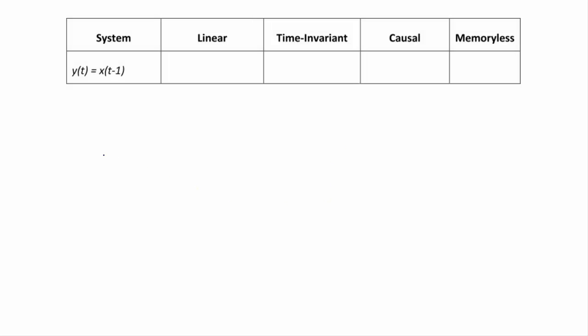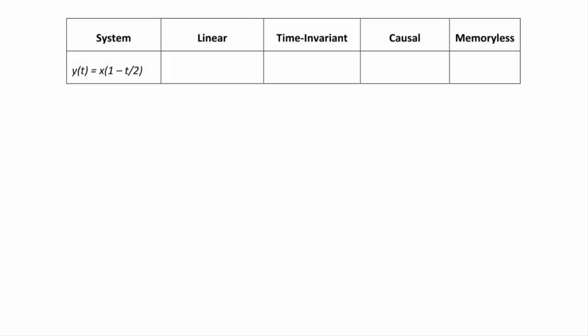Similarly to the last problem, what if y of t is equal to x of t minus 1? You can immediately see that this is linear, and it is time invariant. And let's say the output at time 1 depends upon x of 0. So you can see that it depends on a past value of the input, so it is causal, but because it depends on a past value, it is not memoryless.